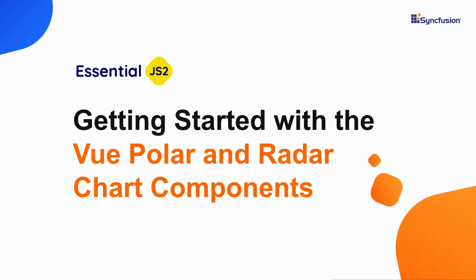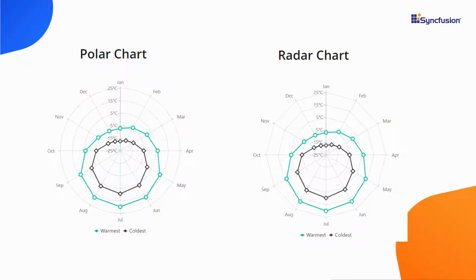Hi everyone, welcome back. In this video, I will show you how to create and customize the Vue polar and radar charts of Syncfusion, which display multivariate data in the form of a two-dimensional chart. Using these charts, you can display three or more quantitative variables represented on axes starting from the same point. First, I will show you how to add a polar series chart to a Vue application.